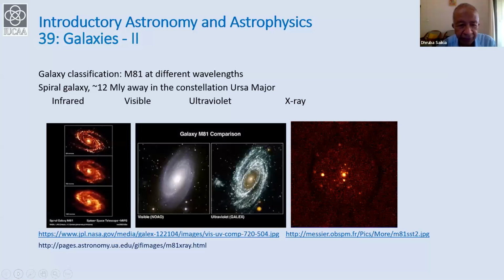This is just an illustration again, which we met earlier. I'm just repeating it to show the galaxy M81, how it can look quite different in the visible and the ultraviolet. And this is in the X-ray region of the spectrum. And these are infrared images at different wavelengths.